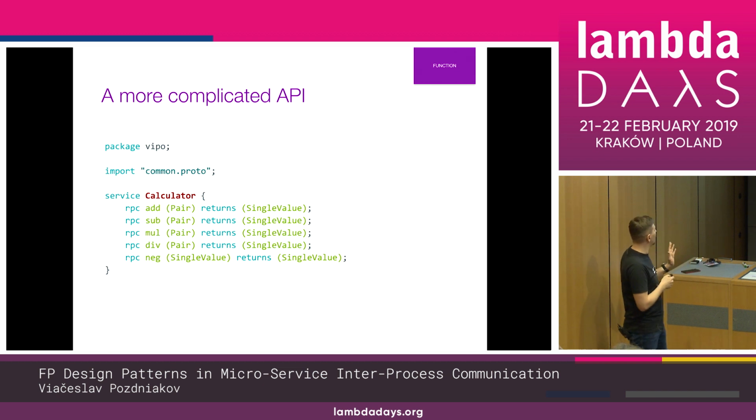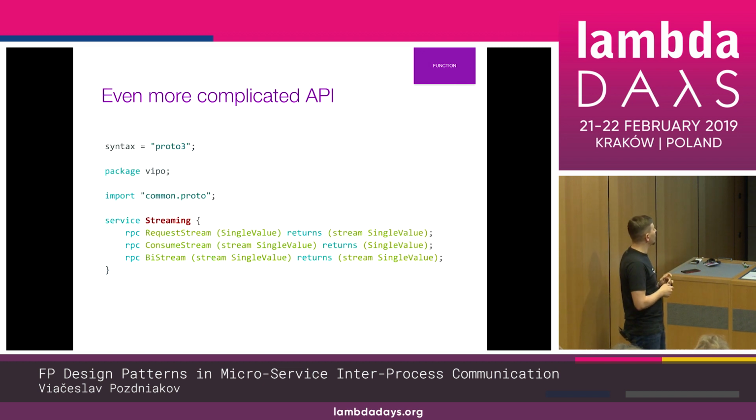For example, we might have a little bit more complicated example, like a calculator, which supports a little bit more operations. Or we can use, for example, streaming, which is built into gRPC. In this case, we can request a stream. We just send a single value and we get a stream of values as a response. Or we can stream single values and get a single response. Or we can have this bidirectional streaming.